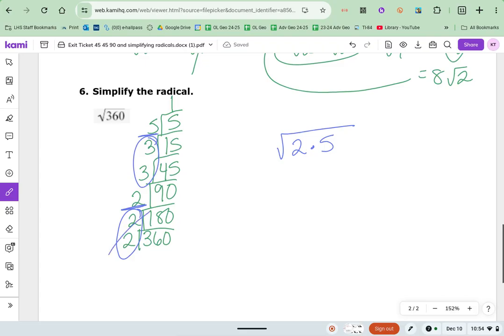Because we have a pair of 2s, a 2 comes out. Because we have a pair of 3s, a 3 comes out. And if you have more than one thing inside, they multiply. If you have more than one thing outside, they multiply. So on the outside, 3 times 2 is 6, times the square root of 10.